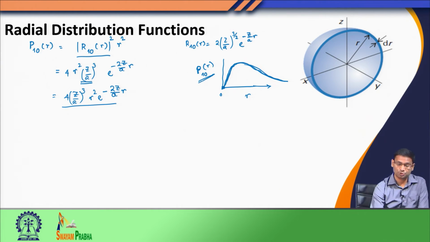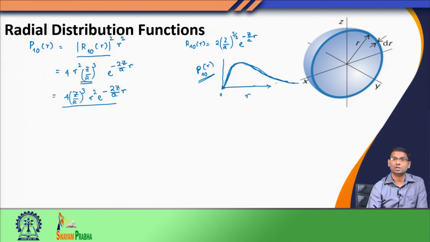So, the radial distribution function becomes 0 at r equals 0, and at very large value of r, I see that the radial distribution function becomes 0. What does that mean? That means I do not find the electron at r equals infinity. That means there is only a finite range of space where this electron is confined.